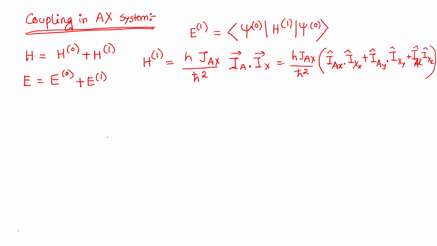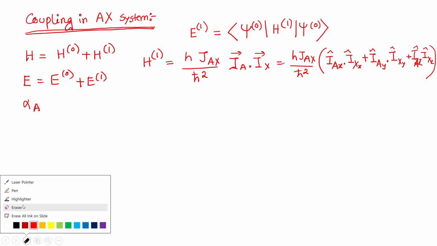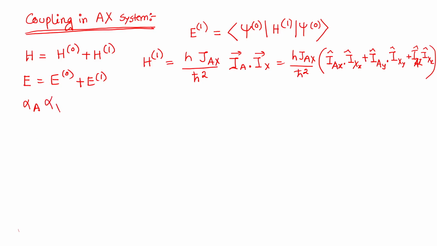So the states are the same: alpha A, alpha X, then alpha A, beta X, the second state. As you already know the energy order, that's why I'm writing it like that. Then beta A, alpha X, and beta A, beta X, right? These four.